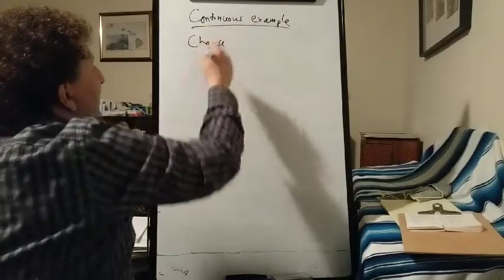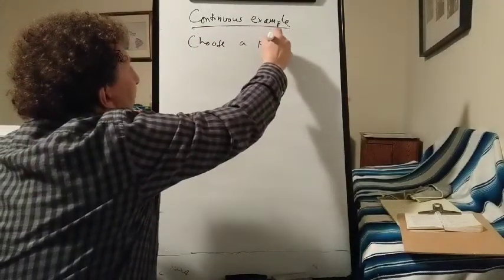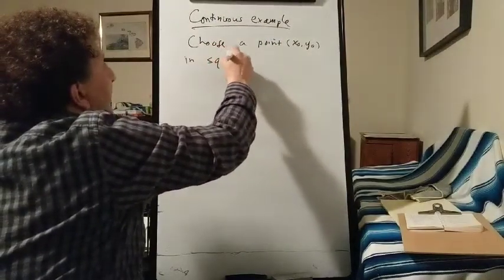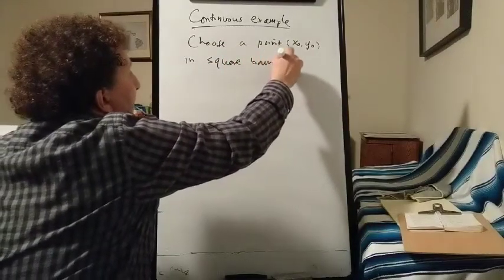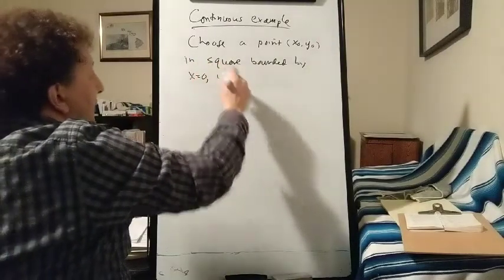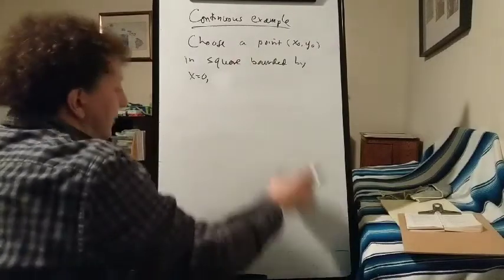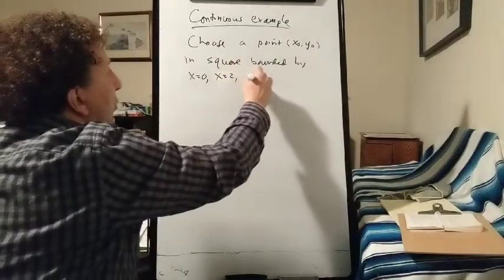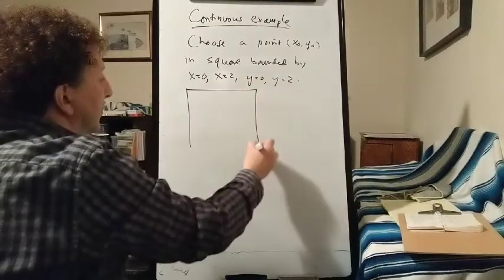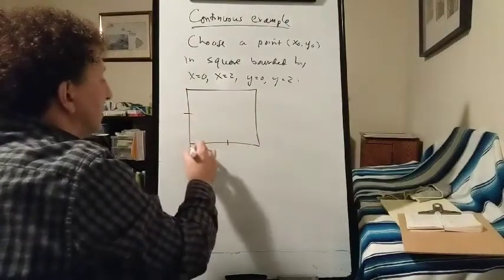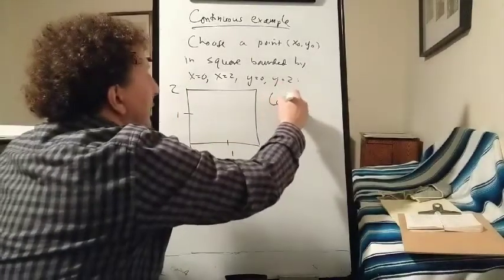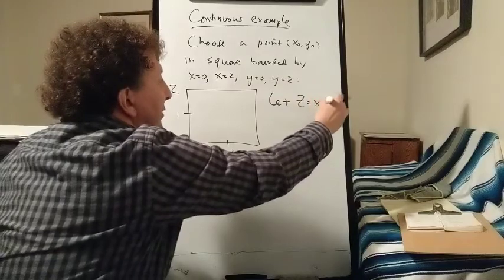Alright, so let's do the same example we had before. Let's choose a point x naught, y naught in the square bounded by x equals 0, x equals 2, y equals 0, y equals 2. Let's let z be the sum of the coordinates, x naught plus y naught.